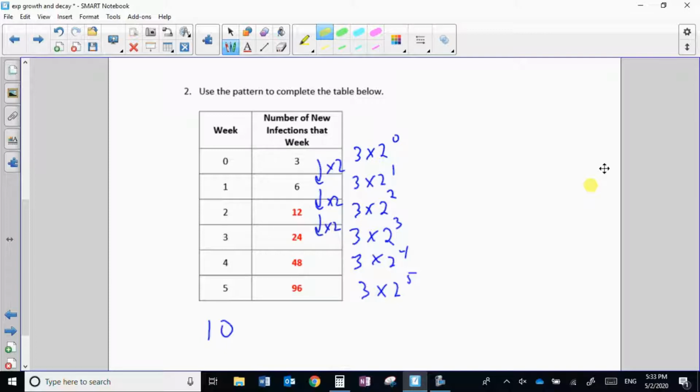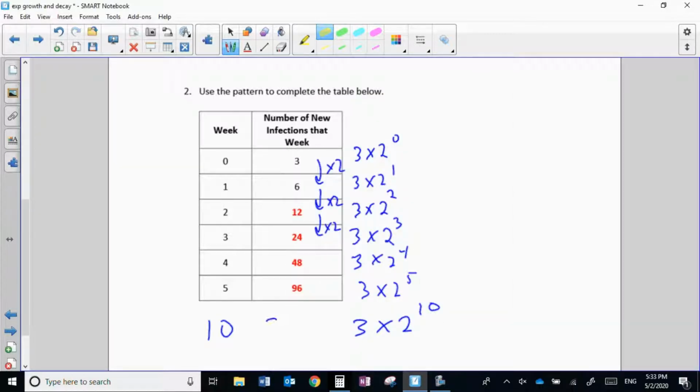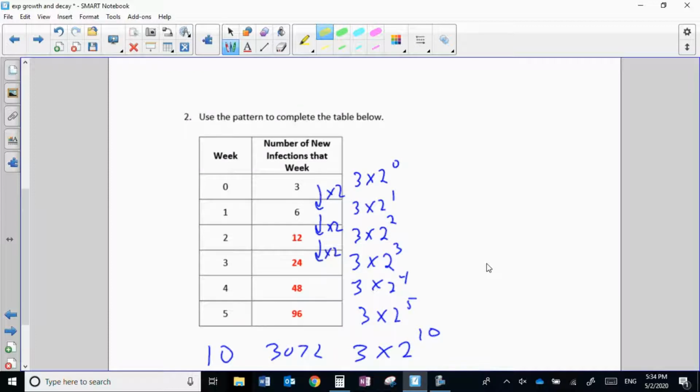So if we wanted to make a prediction like week 10, we could say that the answer is going to be 3 times 2 to the power of 10, and what do we get for that? I think 2 to the power of 10 is 1,024, I believe. Yep, times that by 3, you get 3,072. Those are the new infections each week, not the total. The total would be more.